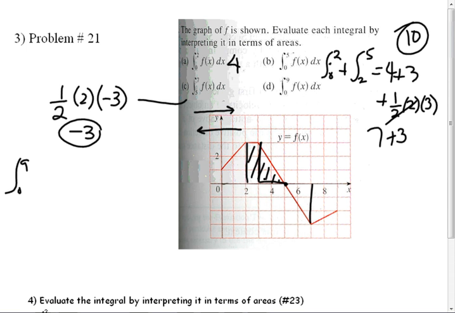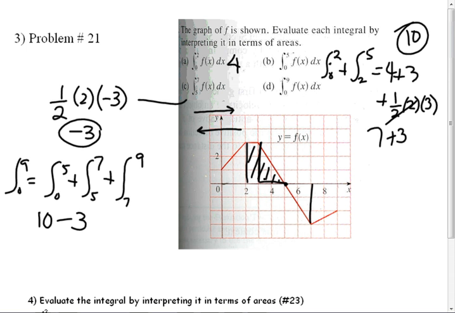Well, how about this? We could do 0 to 5 plus 5 to 7 plus 7 to 9. Is that going to give me 0 to 9? Those are the properties. I'm just using them. Okay, 0 to 5 was 10, right? That was 10. 5 to 7 is a minus 3. Okay, guys? And what's 7 to 9?